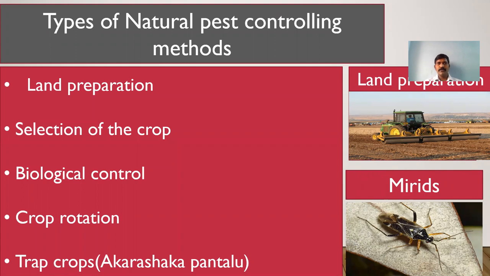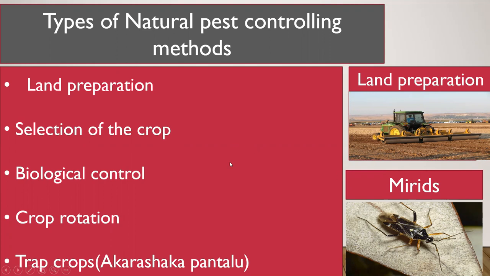Next, here are some of the natural pest controlling methods. The first one is land preparation. Sir, you are saying not to use pesticides, then what methods do we have to follow? Then we have to follow these methods: land preparation, selection of the crop, biological control, crop rotation, trap crops, and akarshaka pantalu. These are helpful to control the pests. Land preparation is also helpful to control the pests, insects, and disease causing organisms. And this one is biological control. These are the organisms that can kill disease causing organisms in the fields.